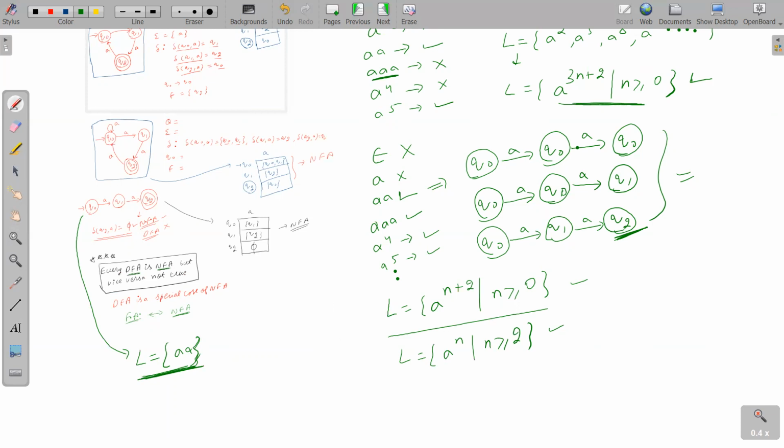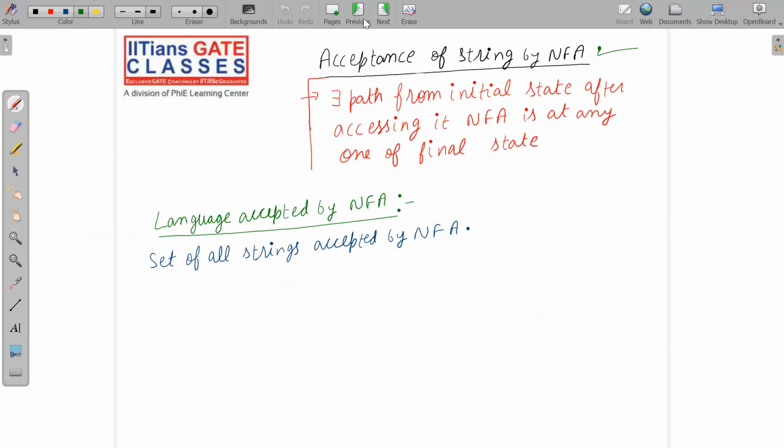Let me repeat this. If you are not able to understand AAA, try to run AAA on this machine. On Q0, A, it will move to Q1. Q1, A, move to Q2. Now on Q2 we will read A. Where will we go? On Q2 we cannot read anything, so it will be a dead configuration. So only one string will be accepted, that is AA. Now I have made the point clear that acceptance of a string by an NFA means there is a path from the initial state, after processing it, where the NFA is at any one of the final states. So the language accepted by an NFA will be the set of all strings accepted by the NFA.